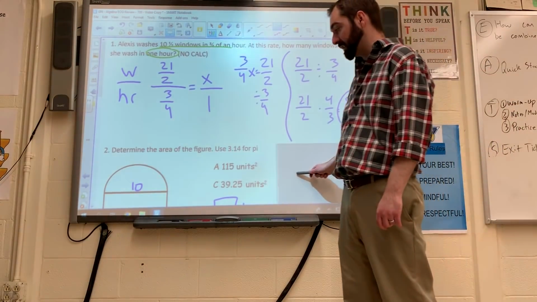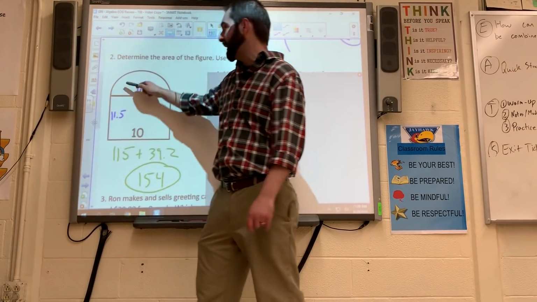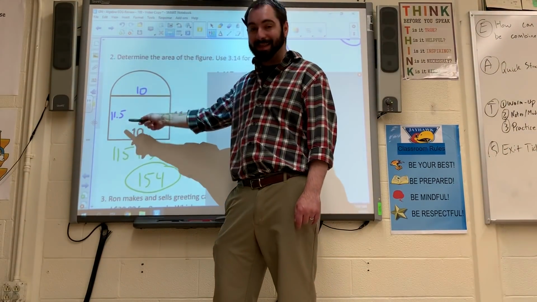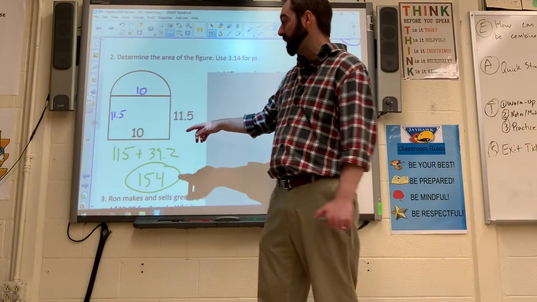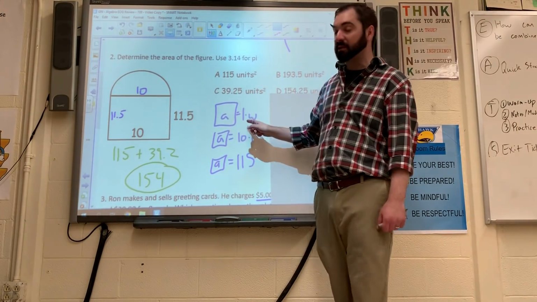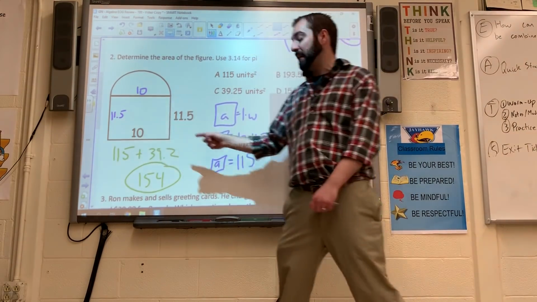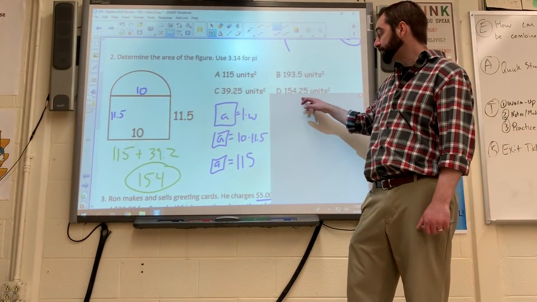Number two, today we're finding the area of this. Well, we need to find the area of the semicircle and the area of the inside rectangle. We know that to find the area of a rectangle, length times width, we have 10 times 11.5, 115 is the area of that rectangle.